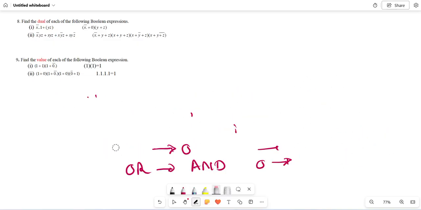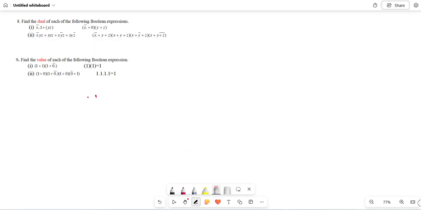Now we'll see how do we solve question number 8. The only thing is you want to swap things, but you want to go according to the operator precedence. That means there is a priority order in Boolean algebra. The first preference is given to the brackets, then to the complement, then to AND, and the last is OR. But you want to first arrange the equation for swapping. I'll take question number 8.1, that is x dot 1 plus yz.